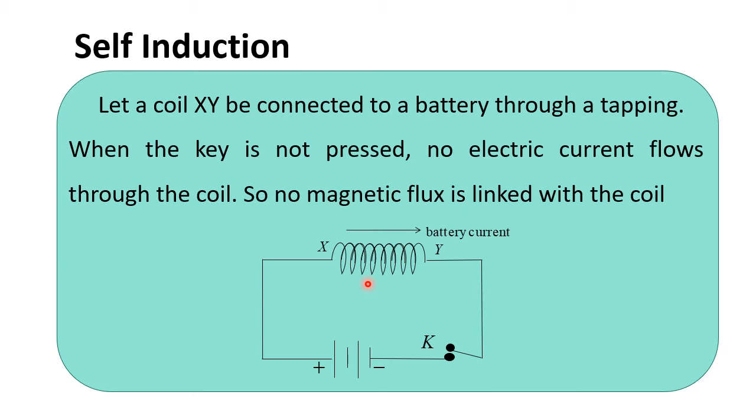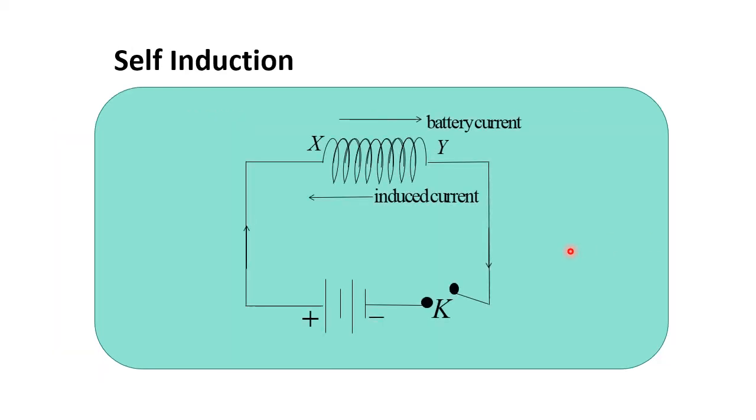But if you connect the key, means if you tap the key, then current will start to flow through the circuit. Then an induced EMF will develop inside the coil and it will try to oppose the growth of current. If you untap the key, then current will decrease, and the coil will also try to oppose the decrease. So here it doesn't like to change.